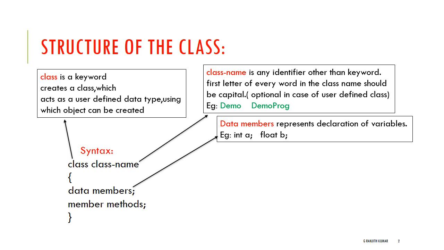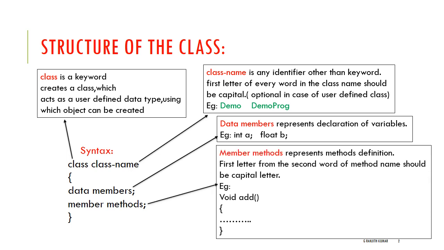Data members are nothing but variable declarations. Normally variables are declared in the C language or C++, and in the same way the variables are going to be declared here. For example, int a, float b, or if you want to declare a character variable, use the char data type and a variable can be created.